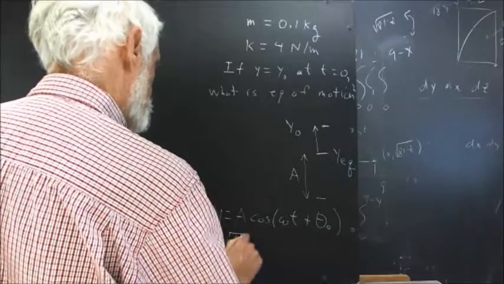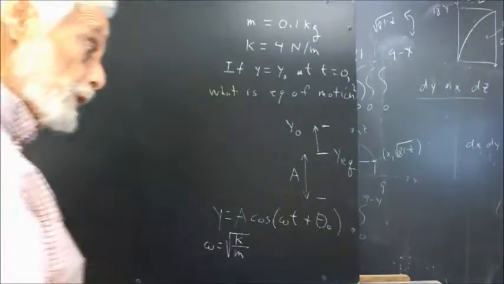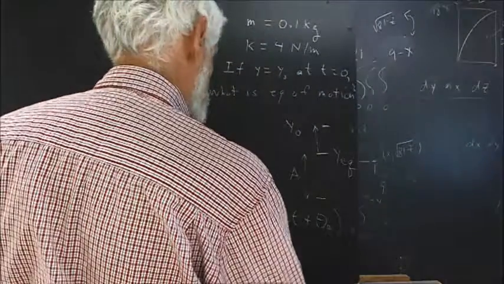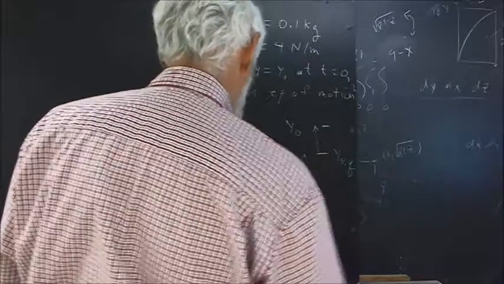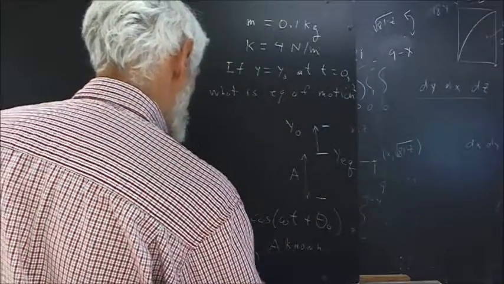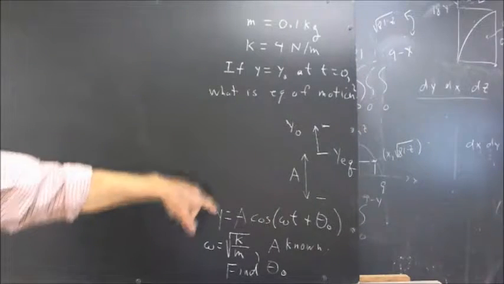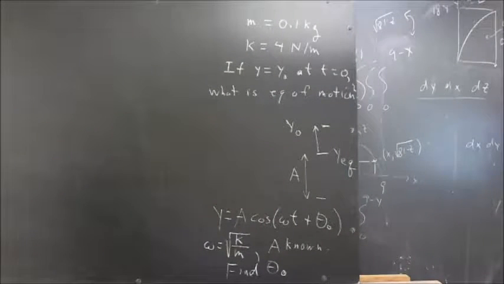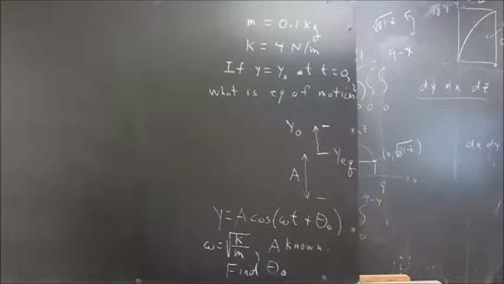So omega is the square root of k over m, and again we can calculate that. That's going to be a known quantity. A is known. We need to find theta naught in order to arrive at our equation of motion. So you should pause for a second and see if you can do that. I'll resume here in just a minute.